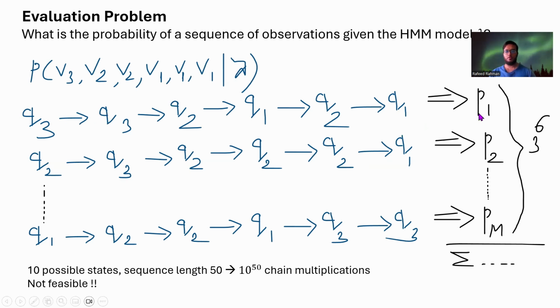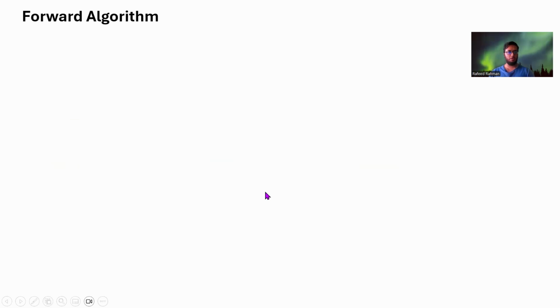So you know that for getting these p's, you require chain multiplications and you need to do an exponential amount of them. And that is not feasible, definitely. So anything that is exponential, we don't want to do that, right? We want to keep things polynomial. So that is where the forward algorithm comes into play. So let's look at the forward algorithm right now.